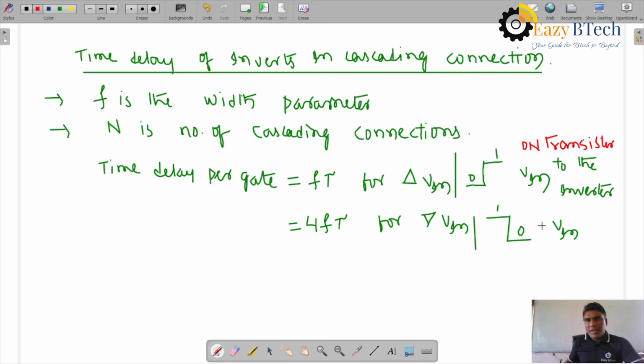So 1 to 0 means the enhancement mode transistor is off. So we call it an off transistor. We have seen this in the last class.